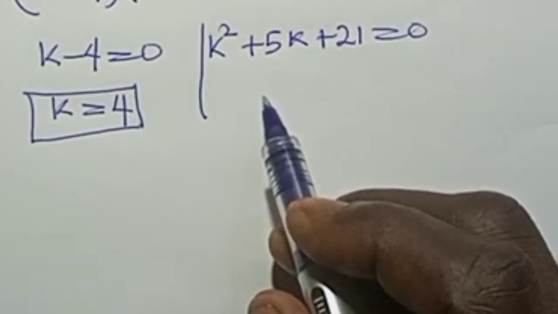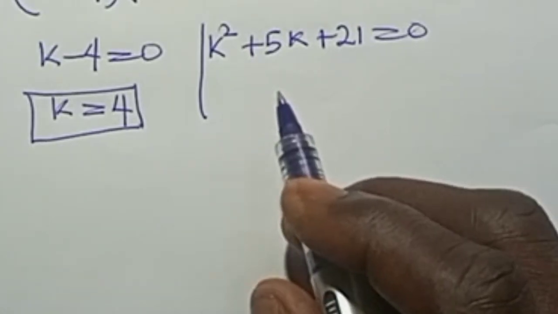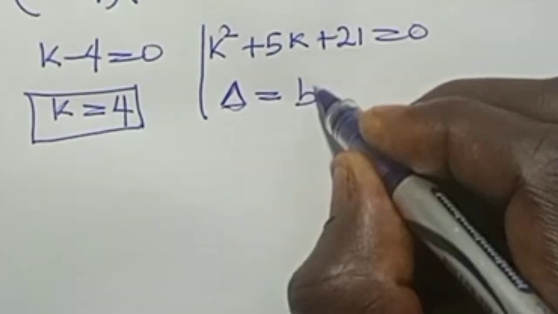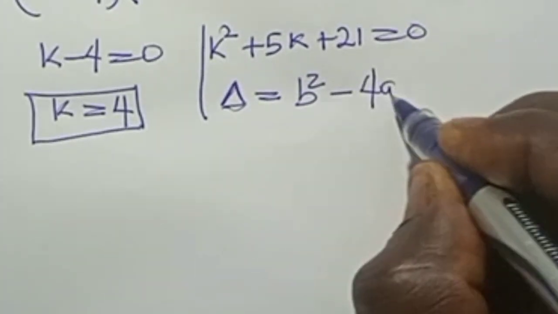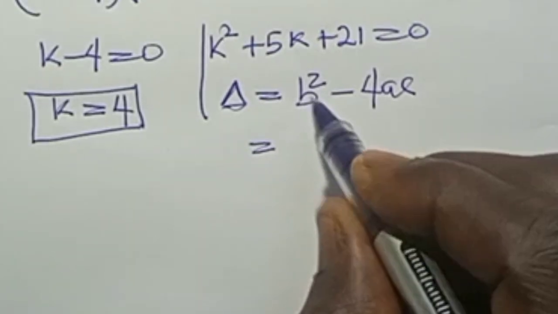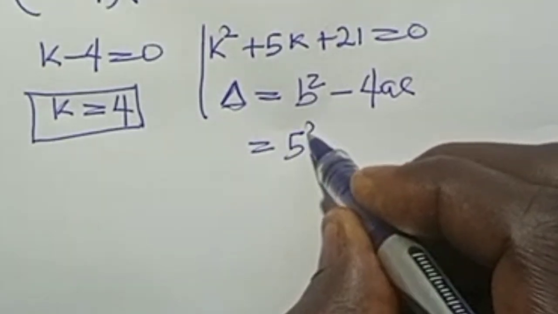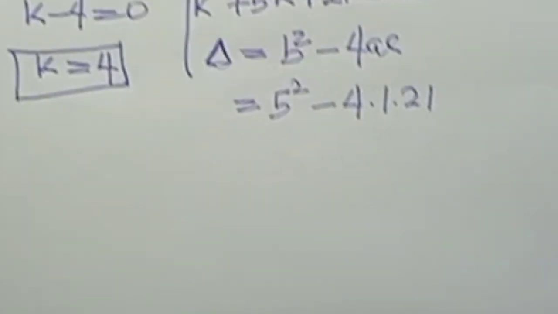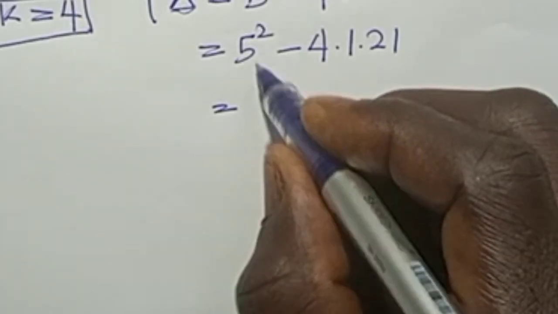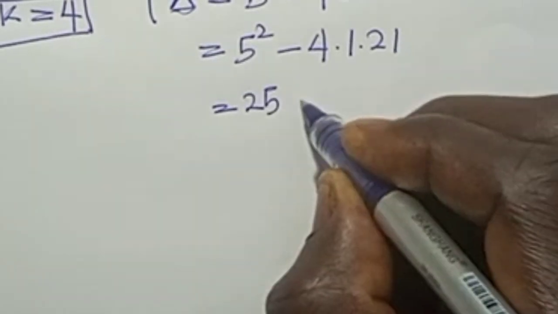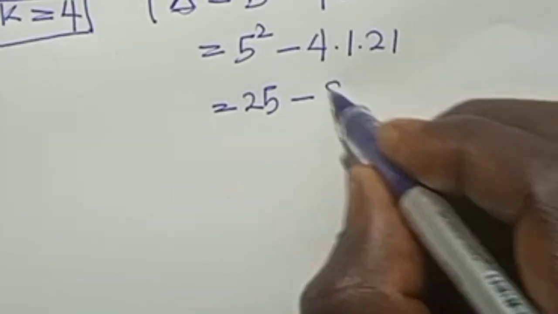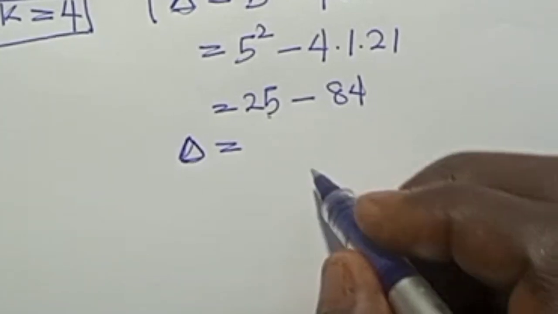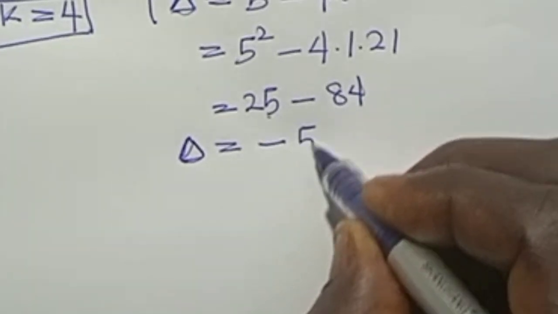We want to check using the discriminant if the value of k will be real or complex number. And the discriminant says delta is equal to b squared minus 4ac. And this is equal to b is 5 squared minus 4 times 1 times 21, and that is c. So we're going to end up having 25 as 5 squared minus 4 times 1 times 21, that is 84. And if you subtract this, 25 minus 84, that is minus 59.